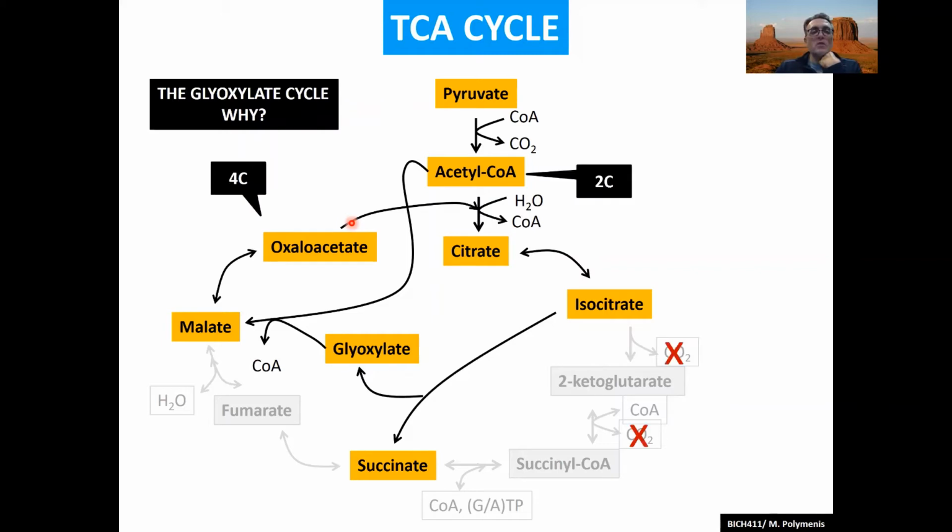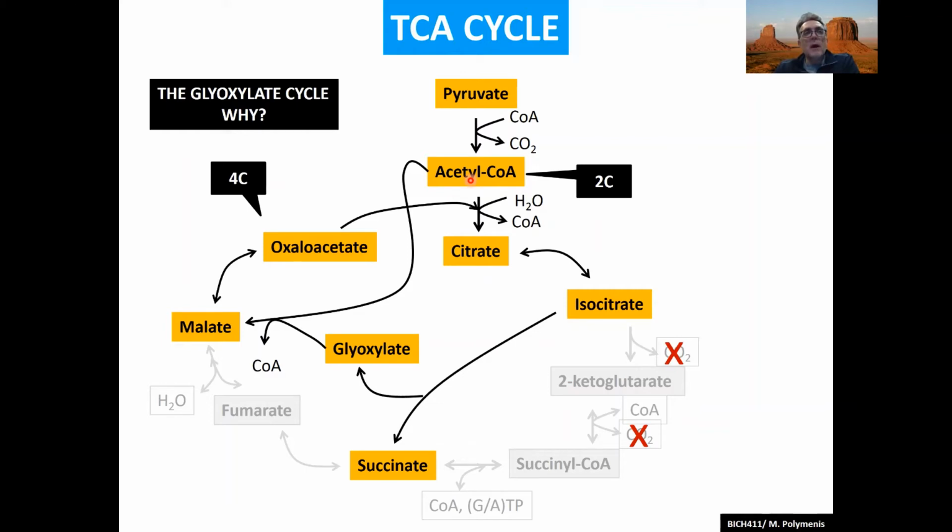So why do they do this? Well, because they can make a 4-carbon unit, such as oxaloacetate, which is extremely important for biosynthesis, for many amino acids, for example, from 2-carbon units, as long as they can keep feeding the whole cycle acetyl-CoA, which is the classic 2-carbon unit that enters the cycle, and then they can make 4-carbon units.